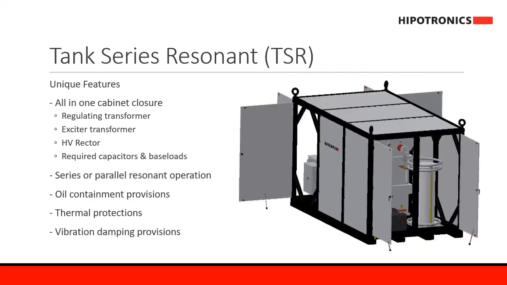Some of the unique features the TSR offers are the following: all-in-one cabinet enclosure. Like seen in the picture on the right, the cabinet includes the regulating transformer, the exciter transformer, the high voltage reactors, and the required capacitors and base loads. Other features like series or parallel resonant operations, oil contaminant provisions, thermal protections, and vibration damping provisions.